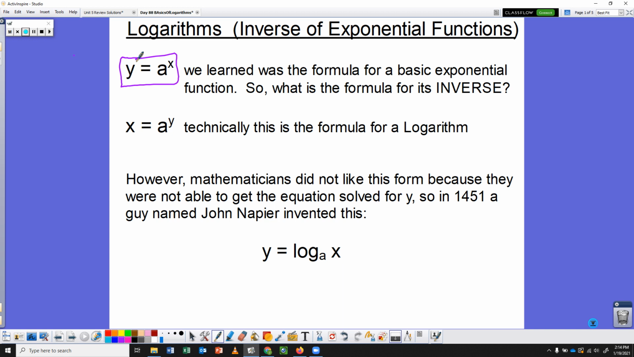And when you take the inverse of an exponential, what you literally get when you switch the x and y in the formula is this formula, x equals a to the y. This is technically the formula for what a logarithm is.